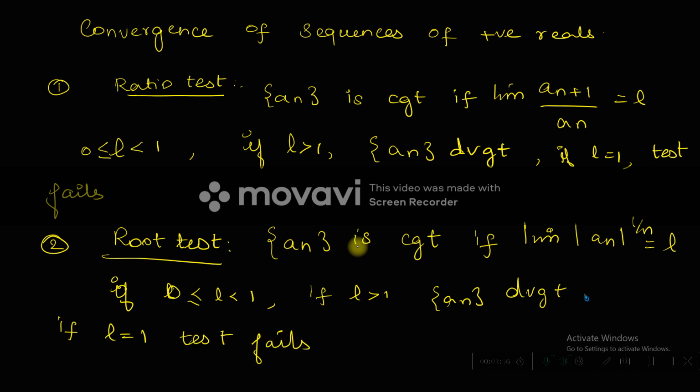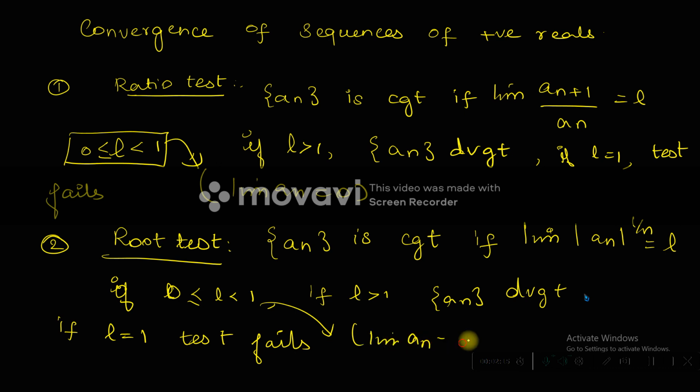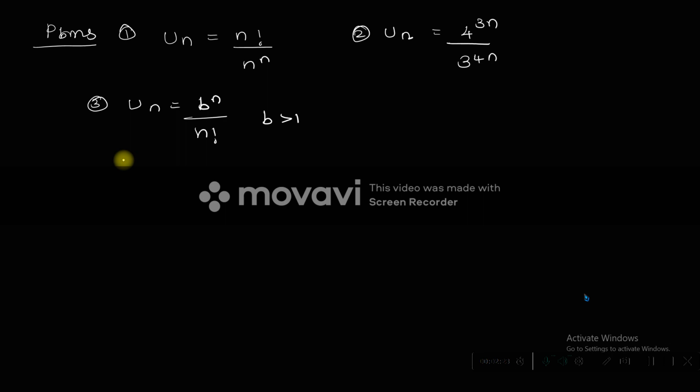So in both these cases, if the sequence is convergent, meaning that L is lying between these limits, then the sequence converges to 0. Similarly, in this case, the sequence converges to 0. I have some examples. We'll see these examples in this video and then we'll wind up.